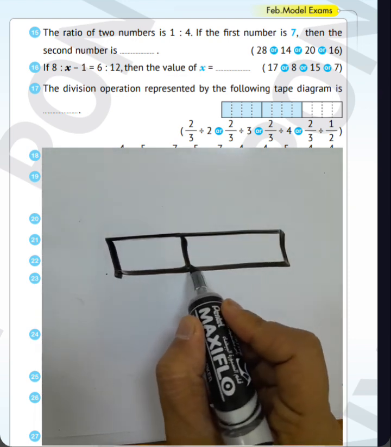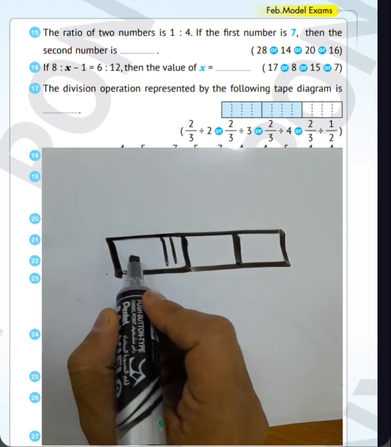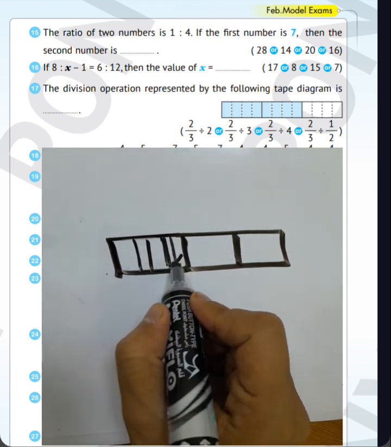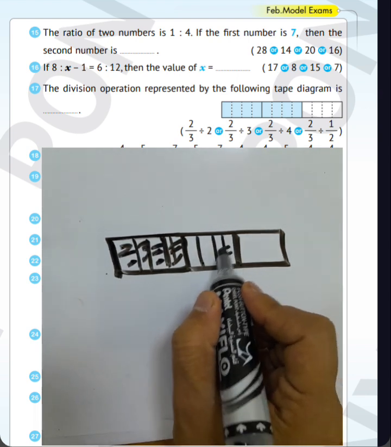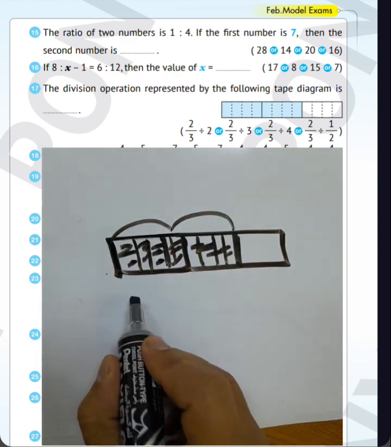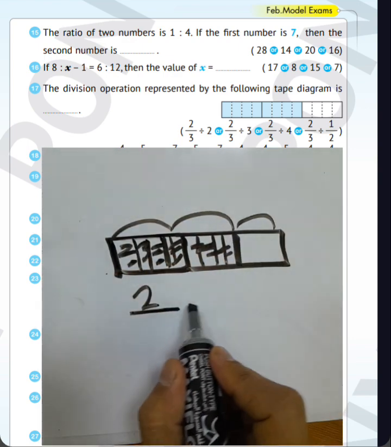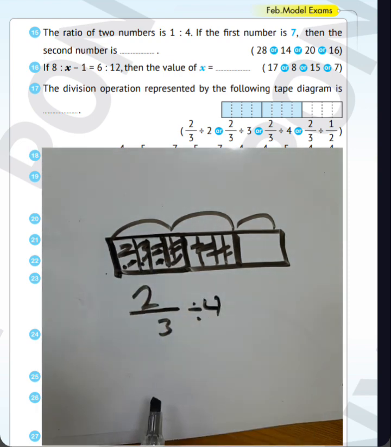He divided it into 3 parts, and each one divided into 4 parts. 1, 2, 3, and 4. And here 1, 2, 3, and 4. Then first we have 2 over 3 parts divided into 1, 2, 3, 4. 2 over 3 divided by 4.